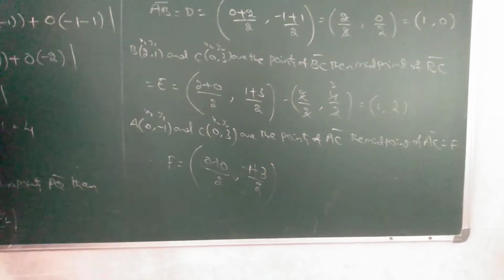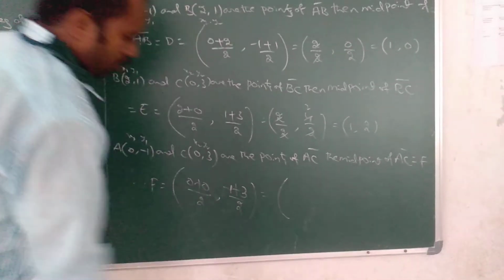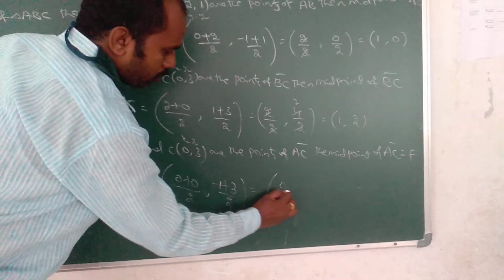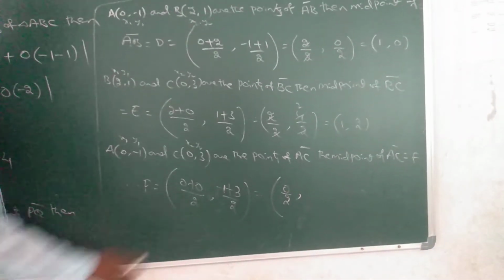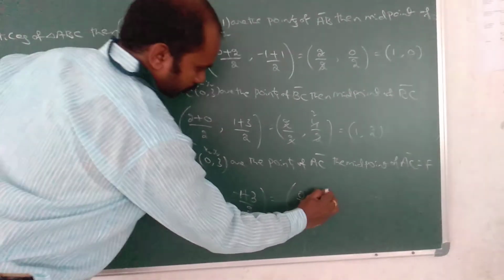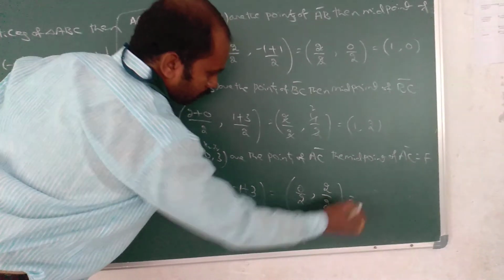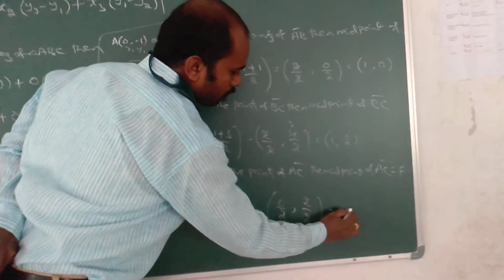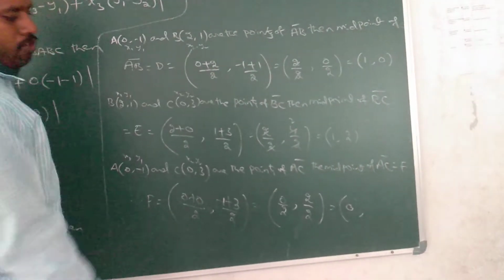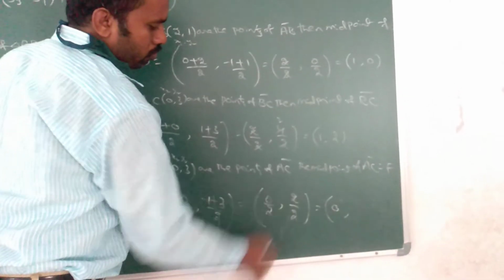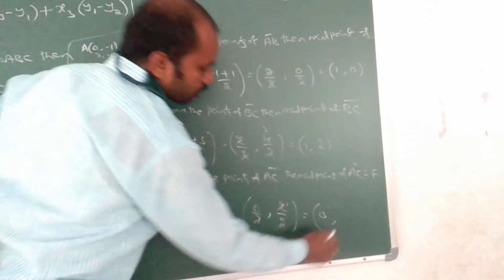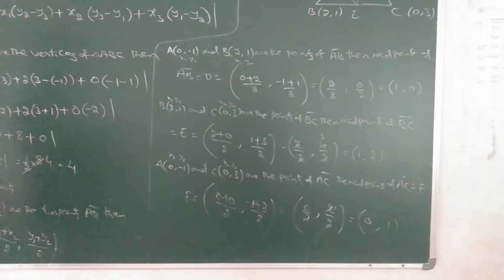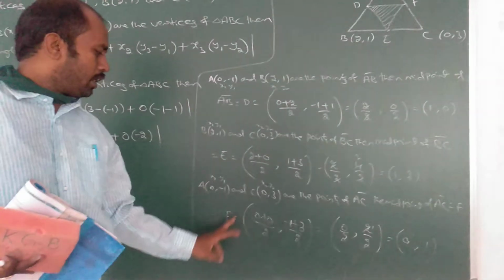Now simplification. That is equal to 0 plus 0, 0 by 2, and for the y coordinate, 3 minus 1, you get 2, 2 by 2. That means 0 by 2, the numerator is 0, so you get the value 0. The x coordinate value is 0. The y coordinate is 2 by 2, that means you get 1. So the value is 1. Now you get the midpoints D, E, F.